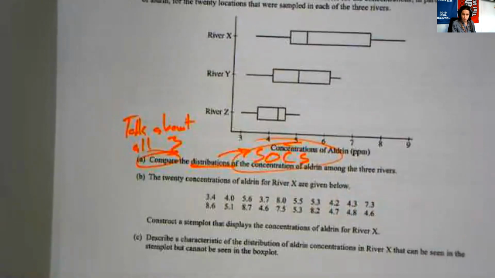Talk about the shape of all 3. You can kind of talk about shape. Talk about the outliers. Are there outliers? I don't know. Definitely talk about the center. Definitely talk about the spread. You can see center and spread. Shape, maybe part B gets to that.